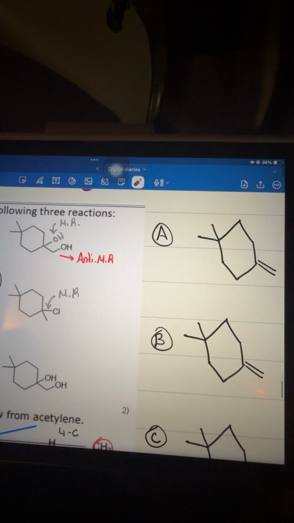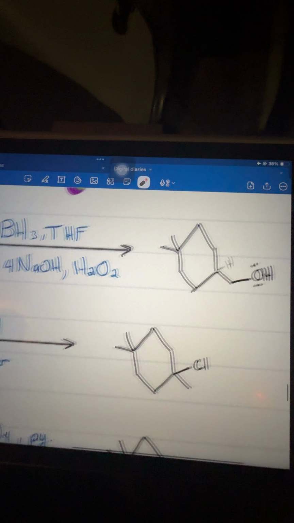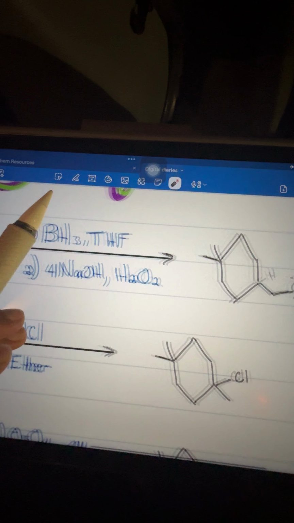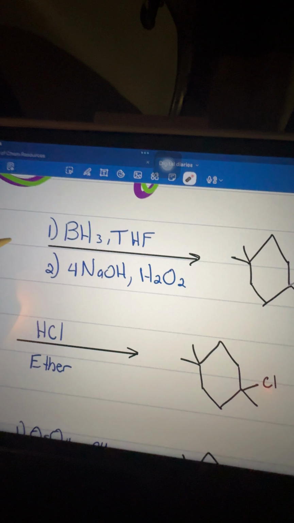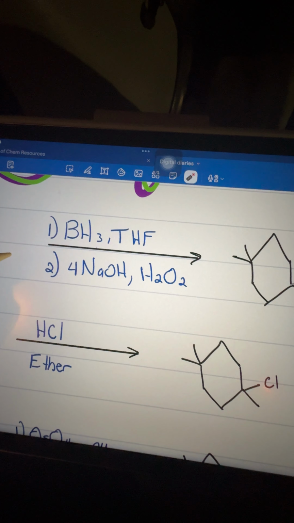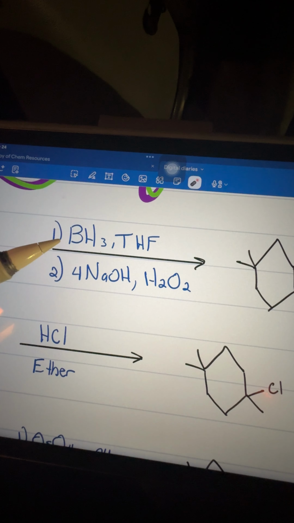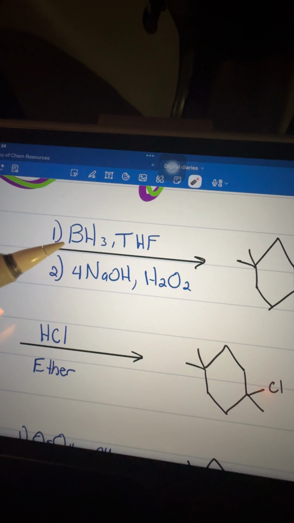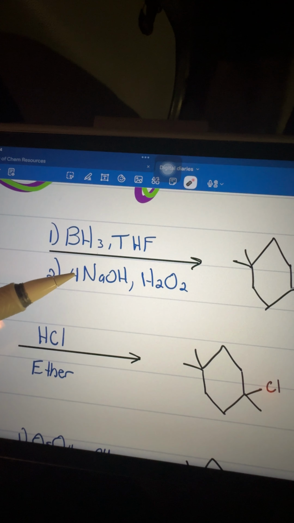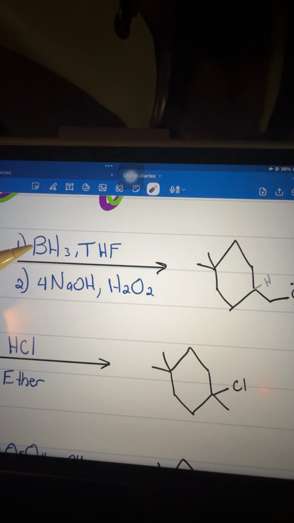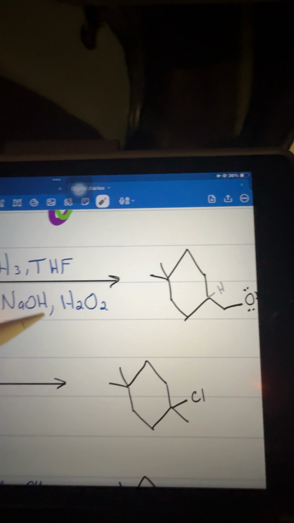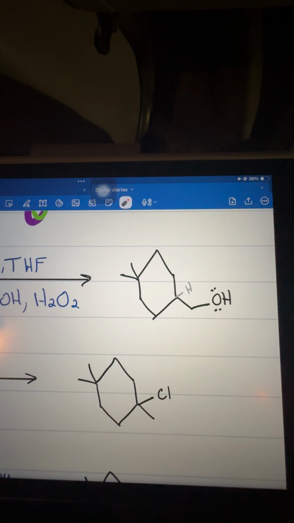For the first one, the product is anti-Markovnikov alcohol placement. So I chose the BH3-THF, sodium hydroxide, and peroxide reagent. The BH3 adds anti-Markovnikov, and the sodium hydroxide and H2O2 replace the boron with the alcohol group.